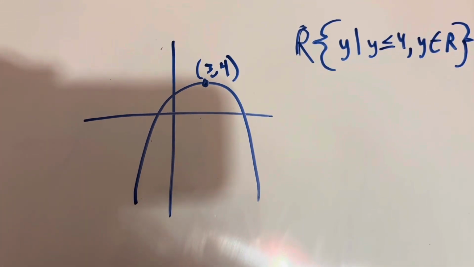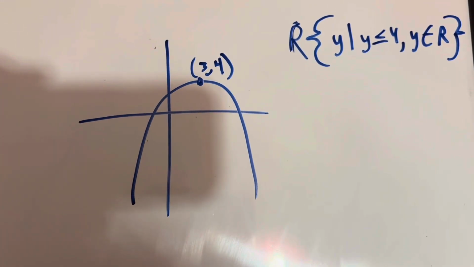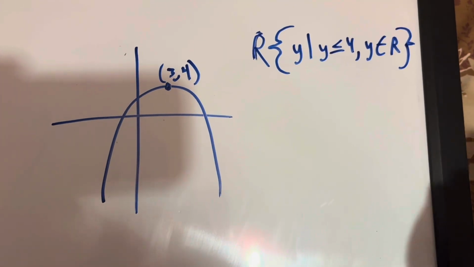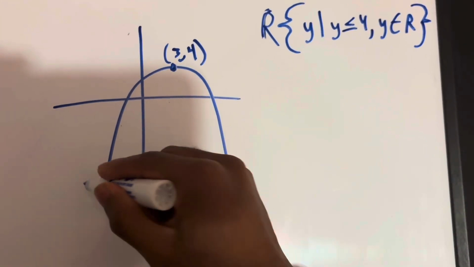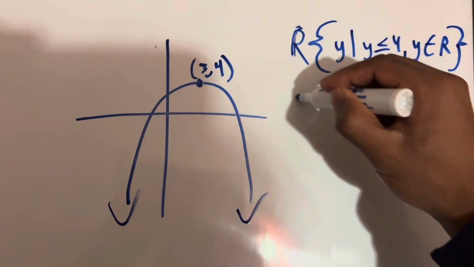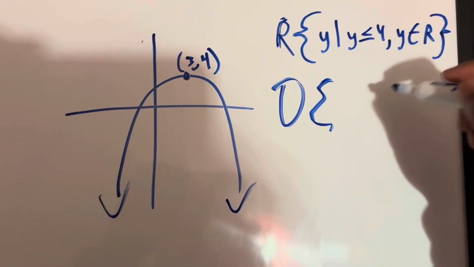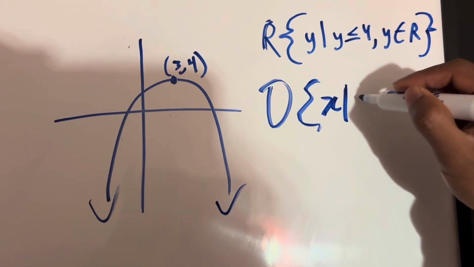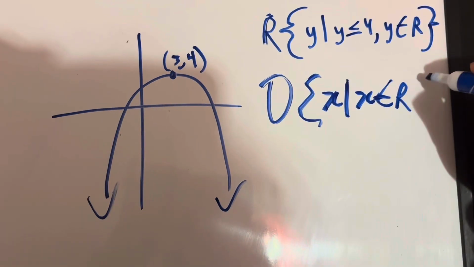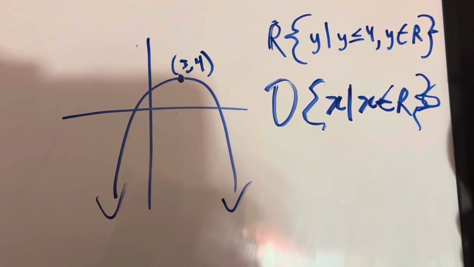Now for probably all quadratic questions, the domain is just going to expand infinitely both ways. So all you've got to put is domain, curly brackets, x such that x is an element of all real numbers, right? And yeah, just ignore that.